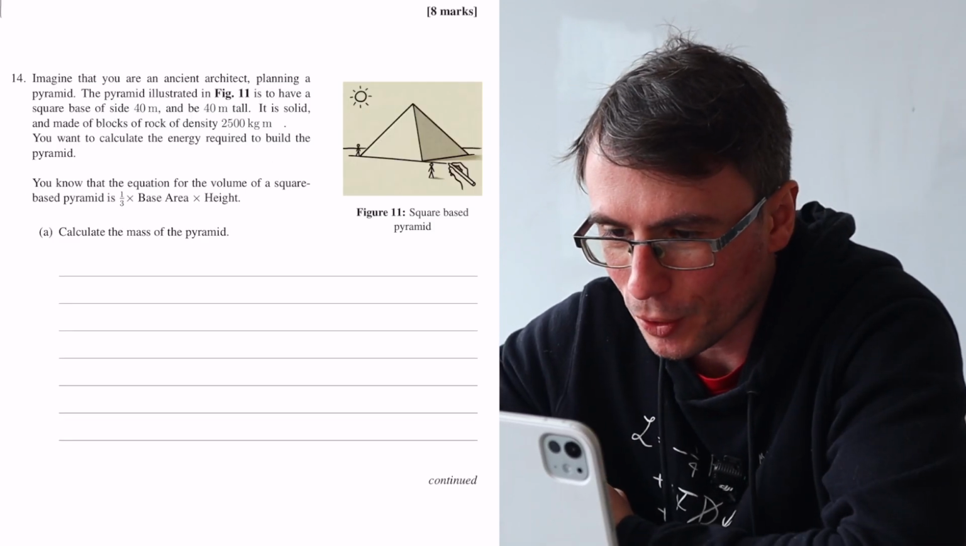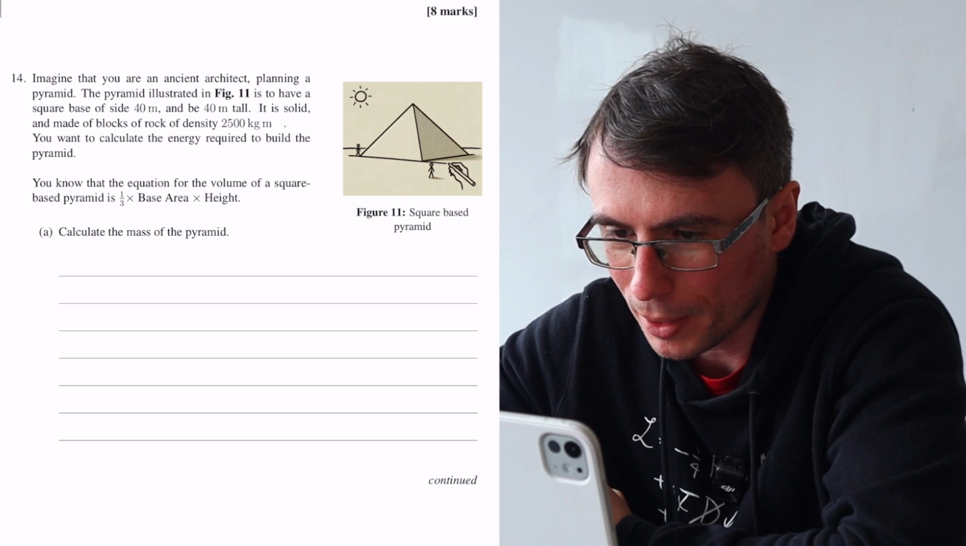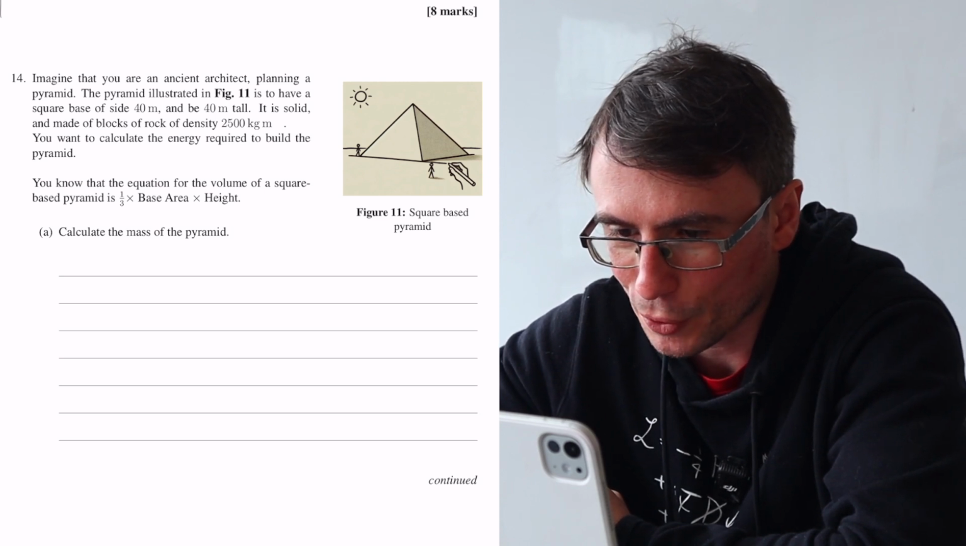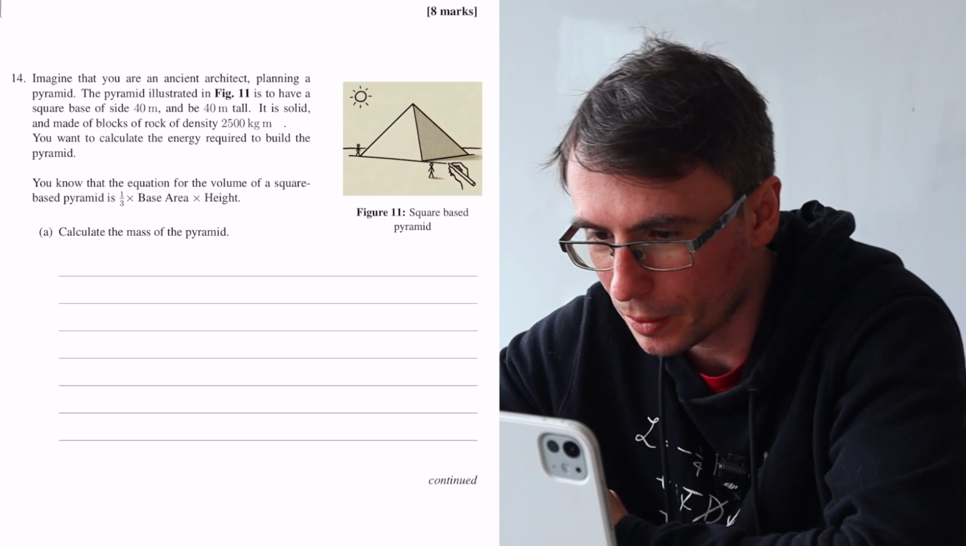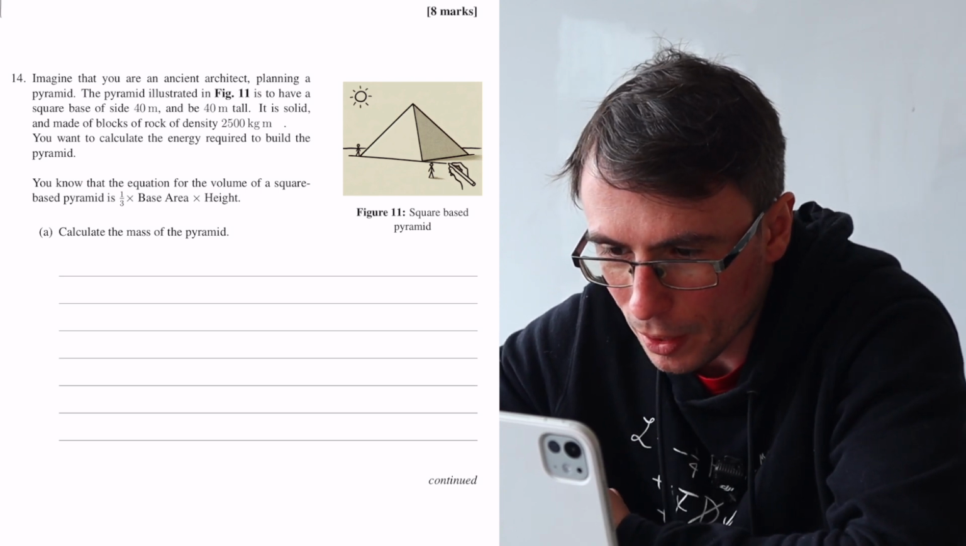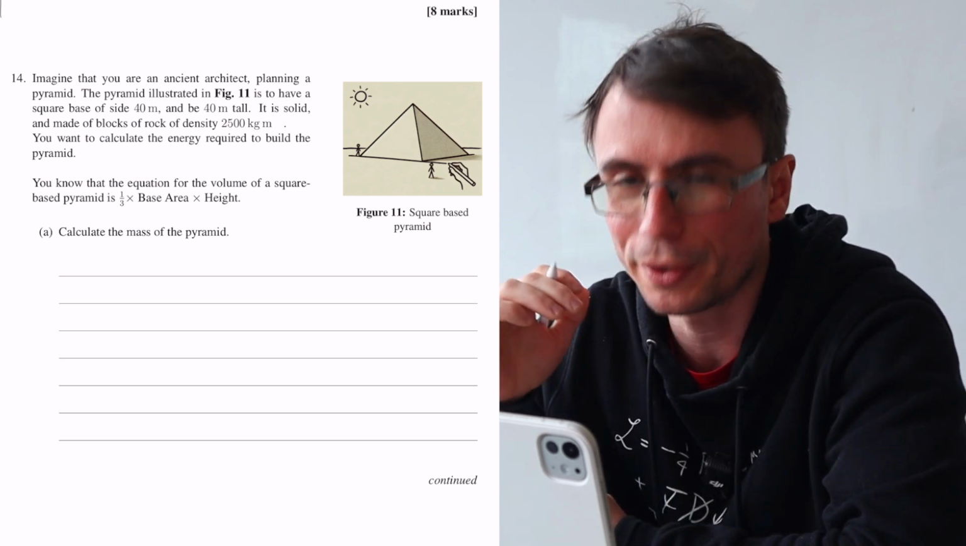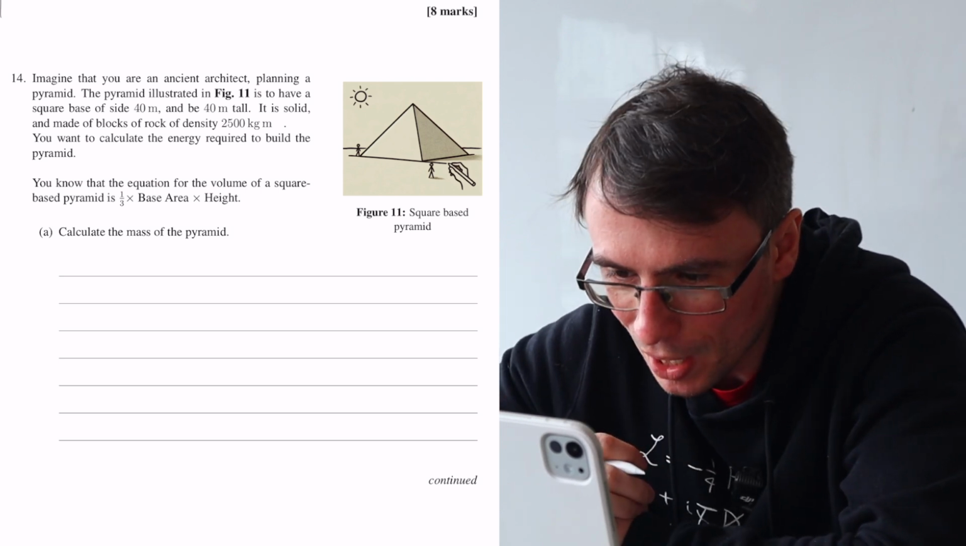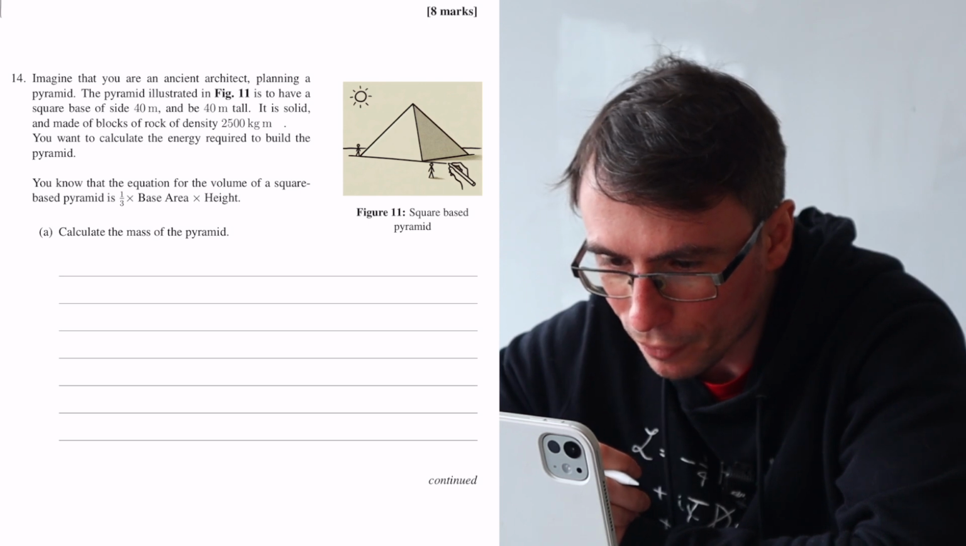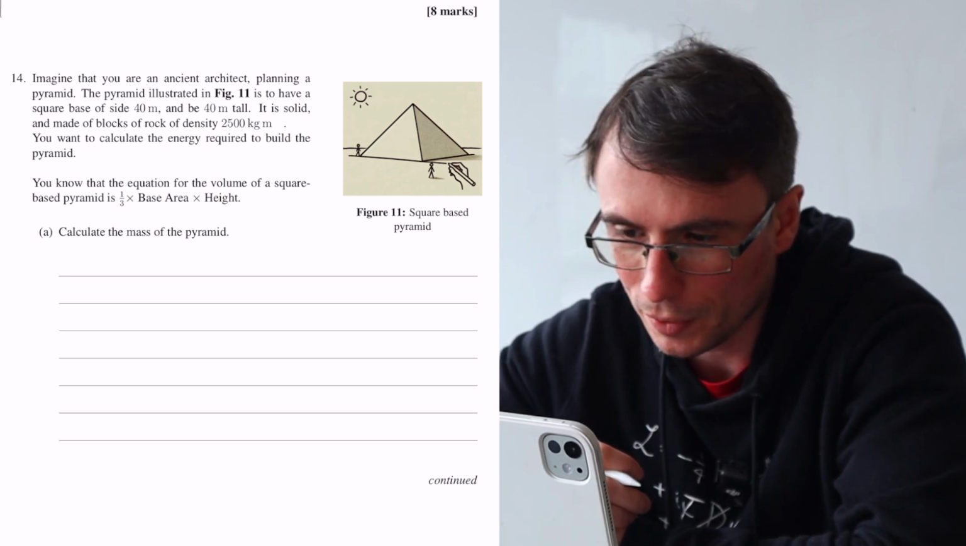Question 14. Imagine that you're an ancient architect planning a pyramid. The pyramid illustrated is to have a square base of side 40 meters and be 40 meters tall. It's a solid made out of blocks of certain density. You want to calculate the energy required to build the pyramid. We're building a pyramid now. You know the equation for the volume, calculate the mass of the pyramid.